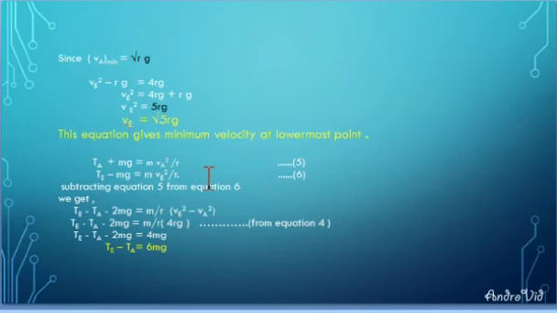Now to find the difference between the tensions at the two positions, let us consider the two equations written in previous slides. Label them as equation number 5 and 6. Now subtract equation 5 from 6, that is TB minus TA minus mg. I get minus 2mg equal to m upon r, which I have taken common, into the bracket V square minus VA square. Simplifying again, the difference TB minus TA is equal to 6mg.